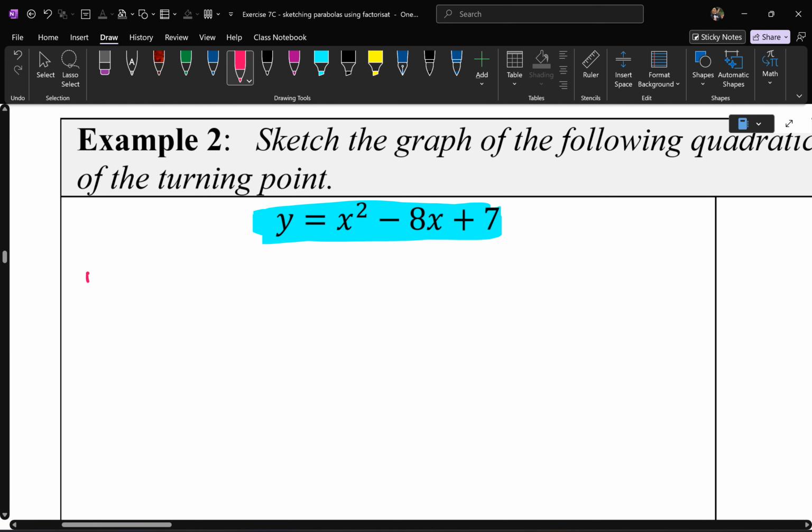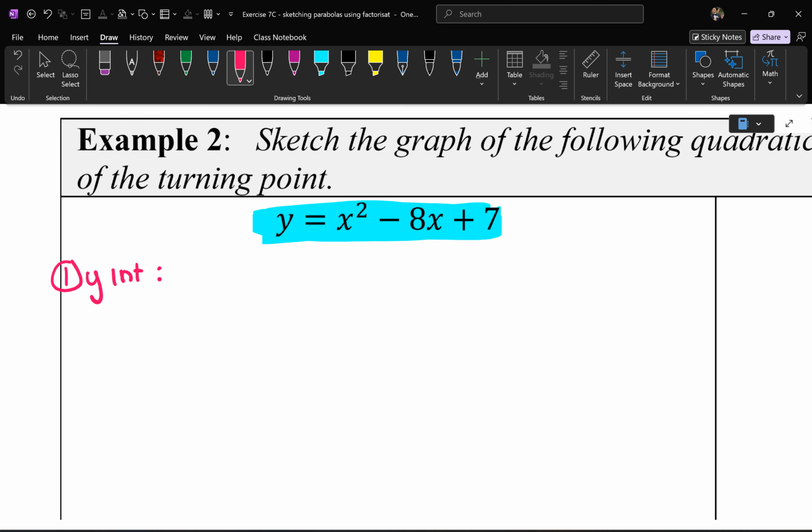All right. Let's pick out a few students. We need 3 things. 1, y-intercept. How do I find the y-intercept? Can I please have Joanne? What do you do? To find the y-intercept, what do you have to do? Good. You make x equal to 0 to find the y-intercept. So sub x equals 0.